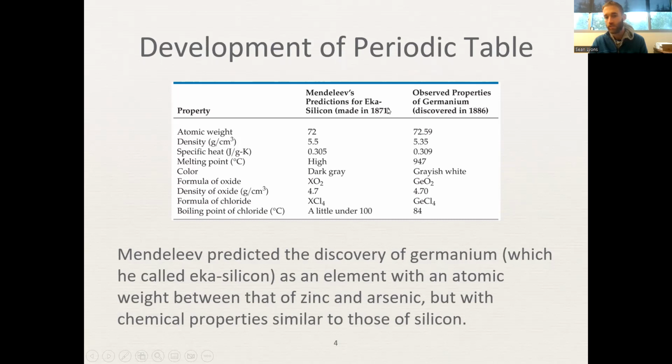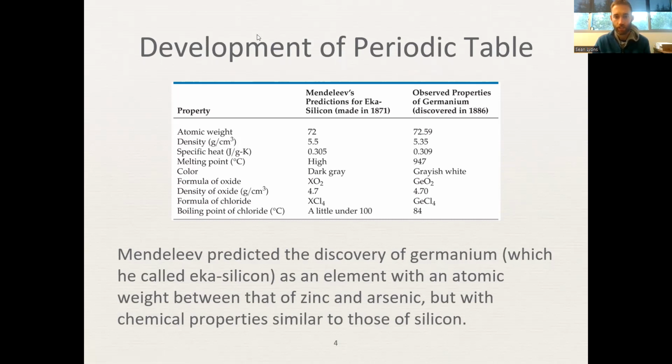So he made these predictions 15 years before the element had actually been discovered, and he was doing it based solely on the periodic table that he himself developed. But because he knew there was that missing spot, he was able to basically predict what that element was going to be like. He wasn't able to discover it, but he was able to predict how it would behave.